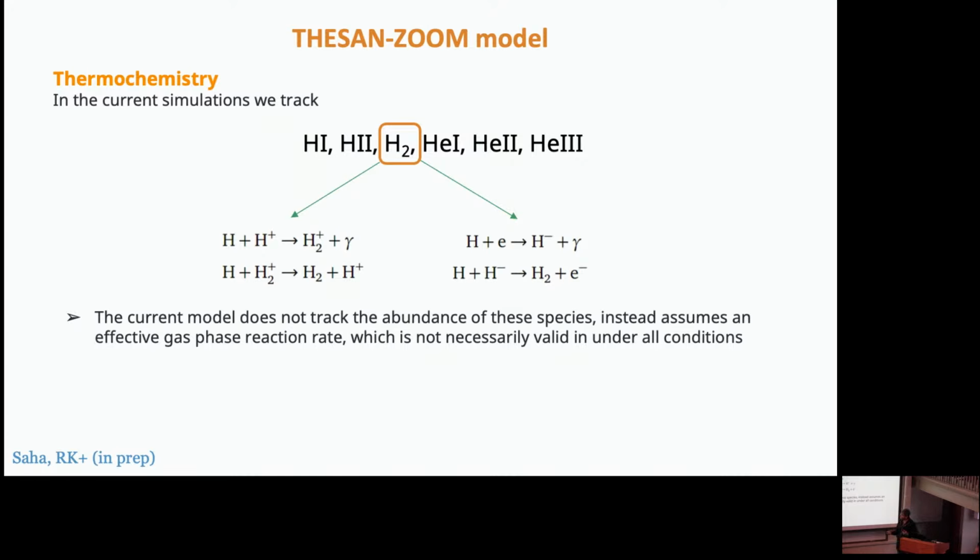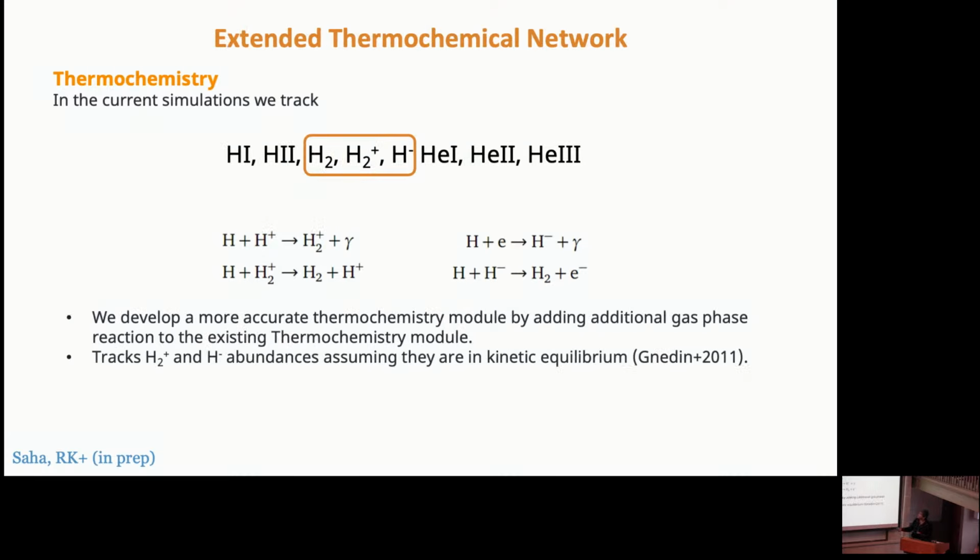So the first thing we did was to go from this chemical network to a chemical network which also follows the formation and destruction of H2 plus and H minus, so that you can also follow these kind of gas phase reactions, which are really important for H2 formation in these very low metallicity, low dust environments.